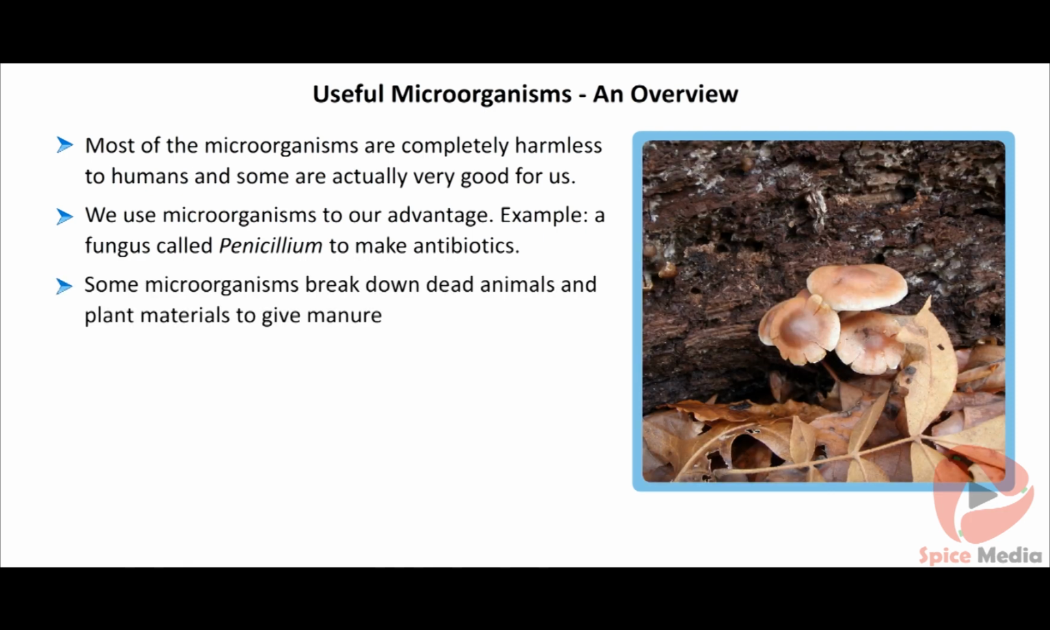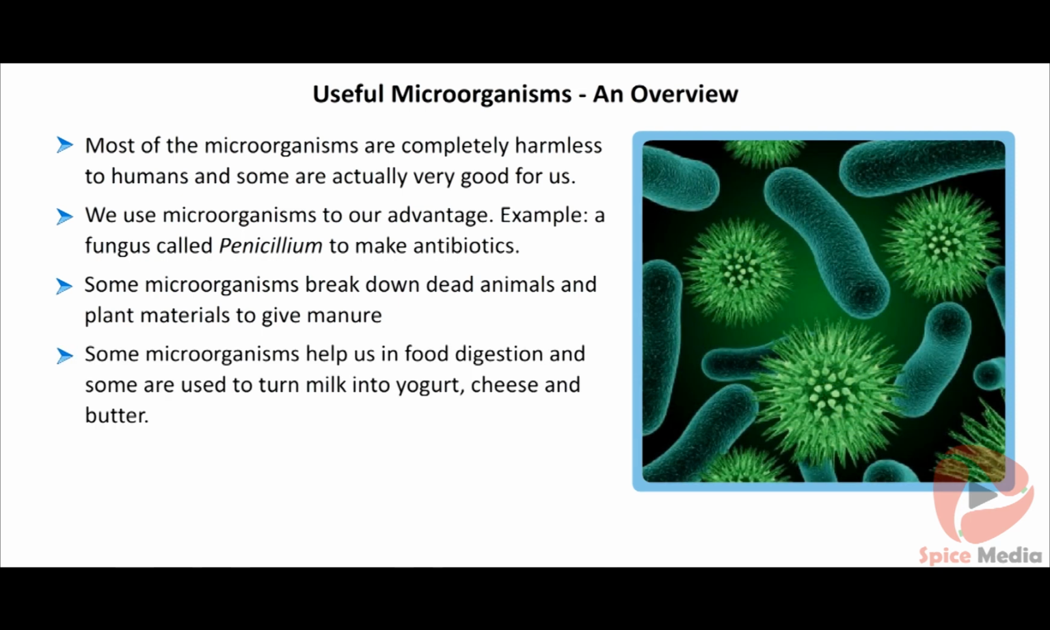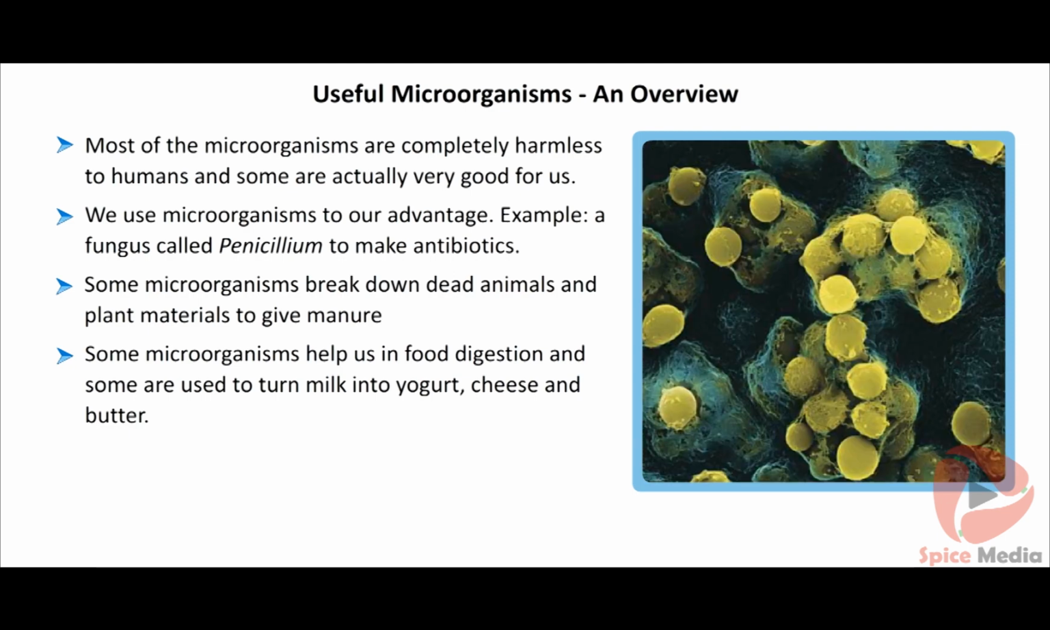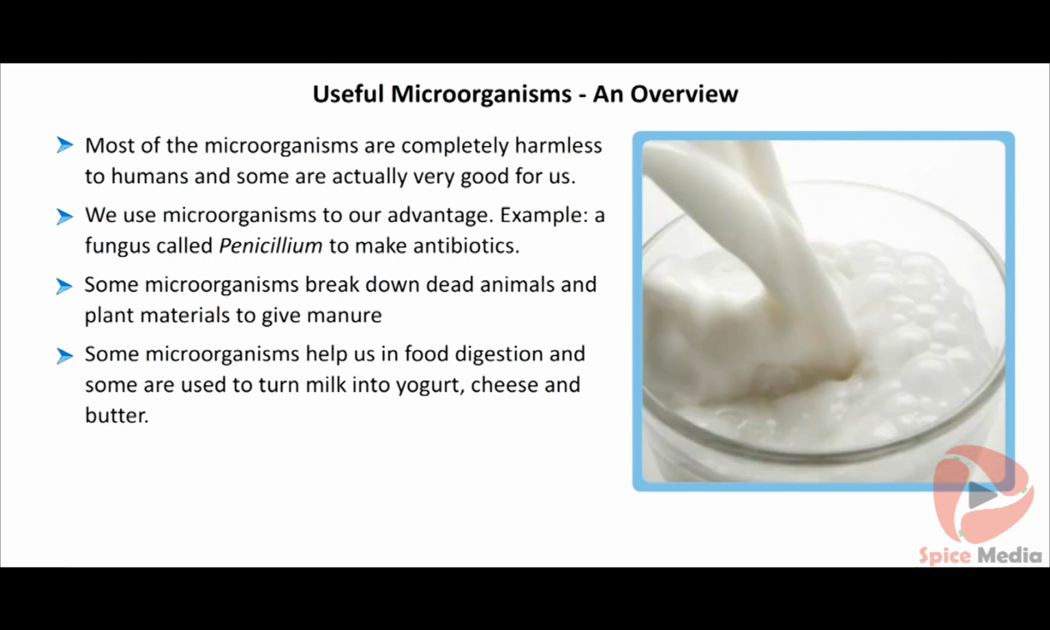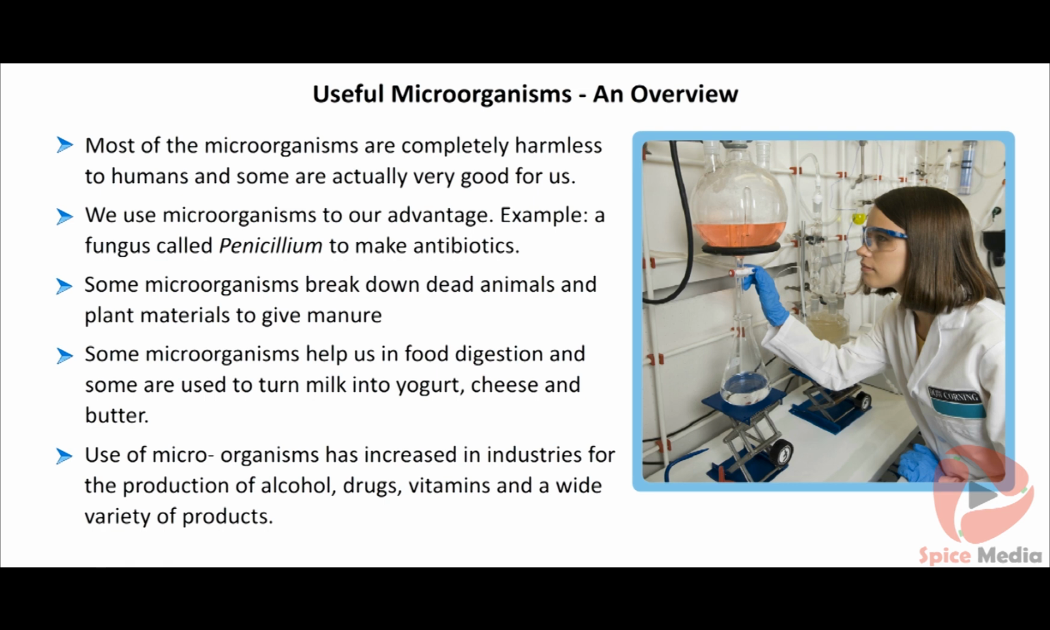Some microorganisms break down dead animal and plant materials to give manure. Some microorganisms that are present in the digestive system of animals and man help in food digestion. Some are used to turn milk into yogurt, cheese and butter. Use of microorganisms has also increased in industries for the production of alcohol, drugs, vitamins, and a wide variety of products. Let us have a brief look at some of the ways in which microorganisms help us in our day-to-day life.